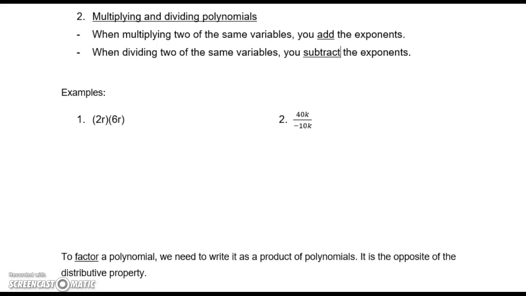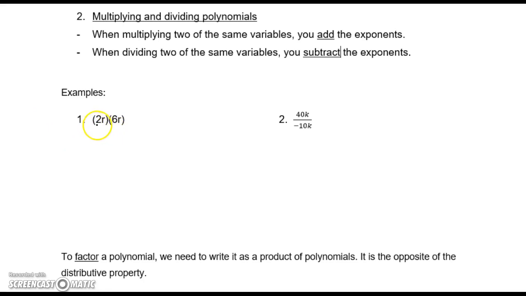Now our second review will be on multiplying and dividing polynomials. So when we multiply two of the same variables, what we do is we add the exponents. And if we don't see anything there, then we just assume that it's 1. When we divide 2 of the same variables, what happens here is that we subtract the exponents instead. So multiplying means we add, dividing means we subtract.